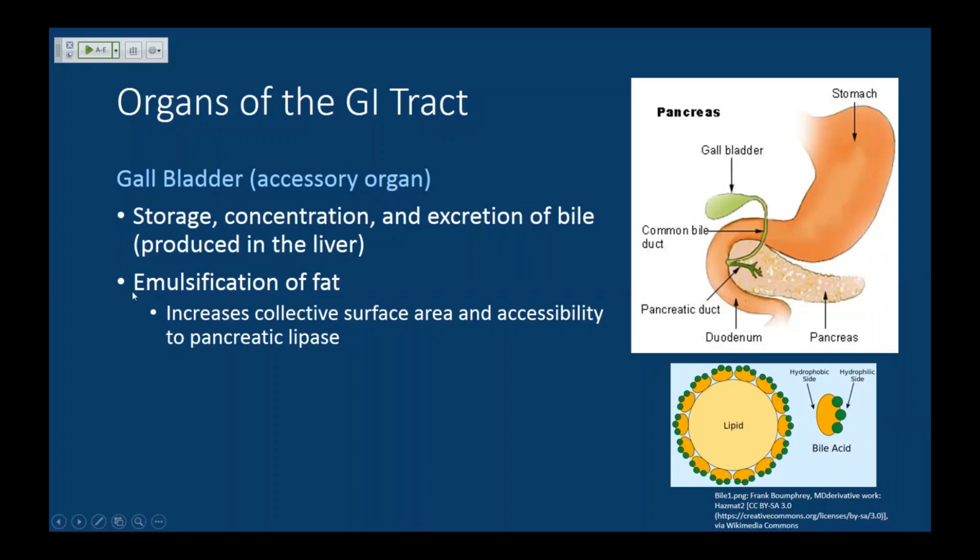Bile will emulsify fats, which means break down a big droplet into smaller droplets, okay? And breaking a big sphere down into smaller spheres will increase the collective surface area of those spheres, and that allows a greater area for which pancreatic lipase can exert its effect.